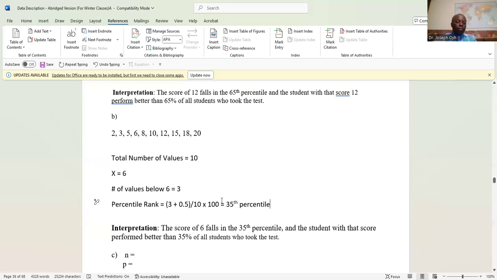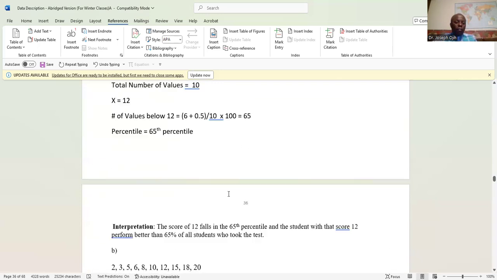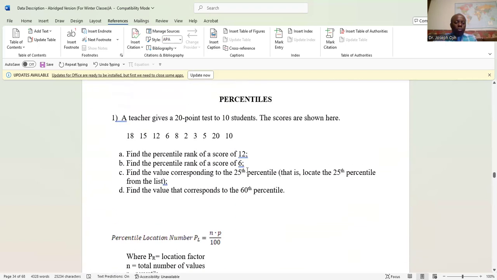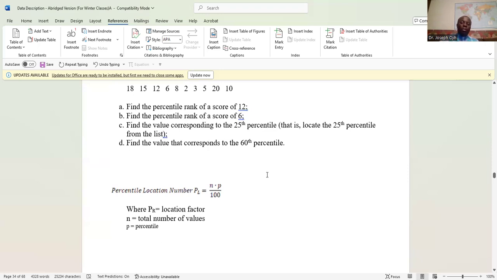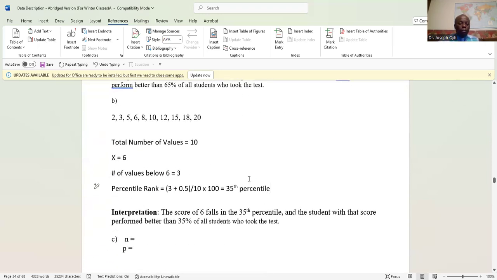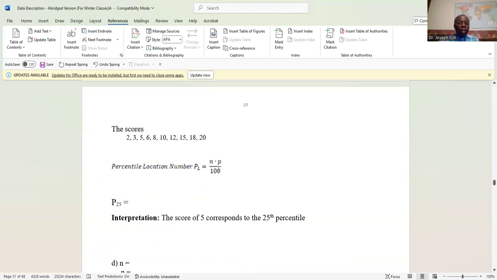So our next one, they want us to find the value corresponding to the 25th percentile. That is another one asking you to locate the 25th percentile from the list. So again, this is the opposite of what we have been doing. The first thing is to put them in order, first of all. In order.